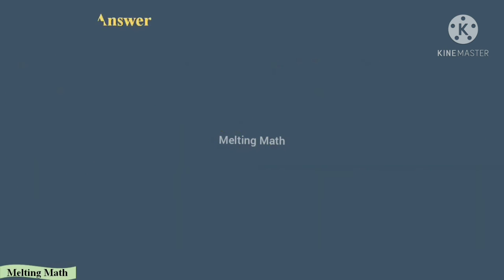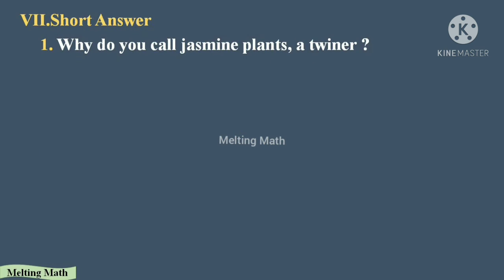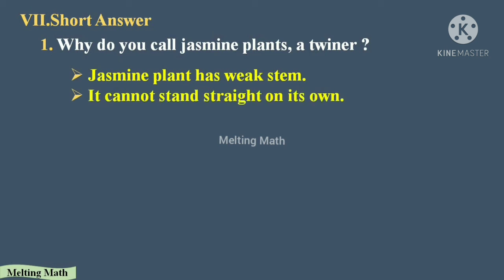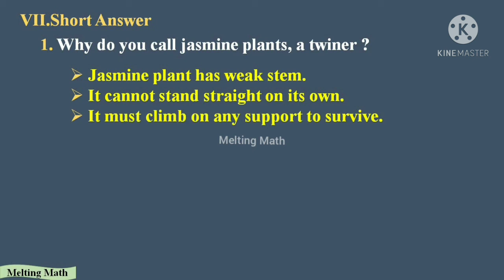Next see the Roman letters, seventh one, short answer. First one, why do you call a jasmine plant a twiner? Because a jasmine plant has a weak stem. It cannot stand straight on its own. It must climb on any support to survive.